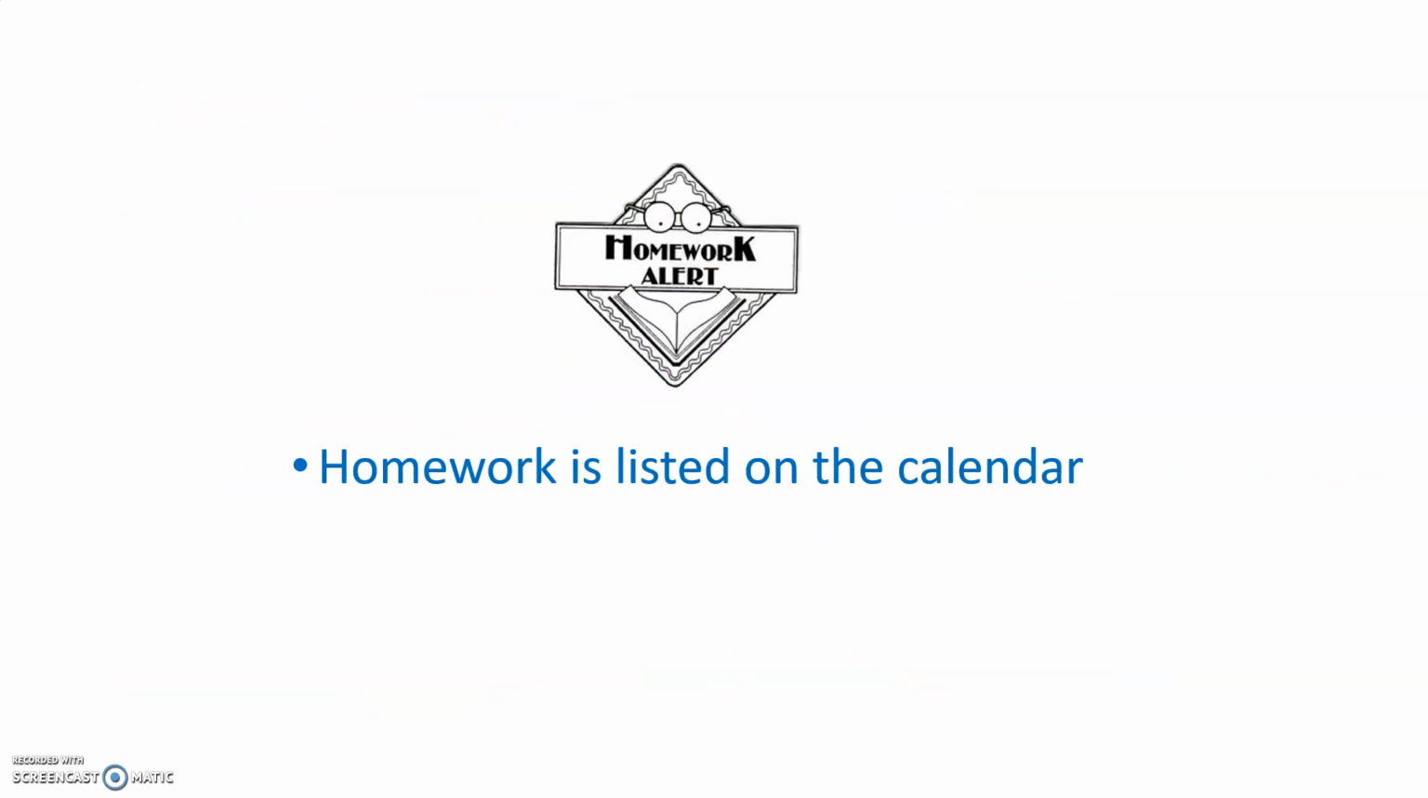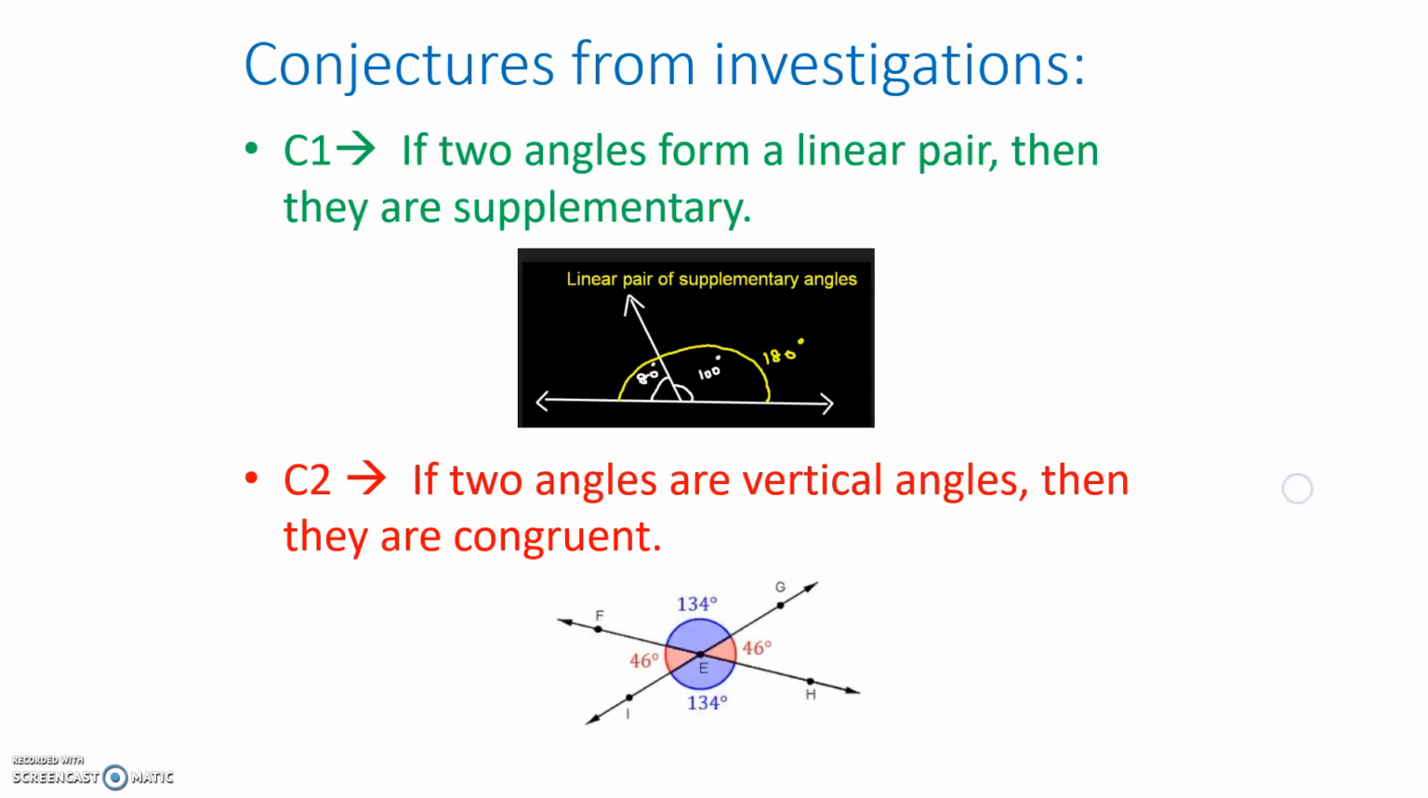So here's the slide that says homework is listed on the calendar for today, and then here are the conjectures you should have gotten from the investigations. This says, if 2 angles form a linear pair, so I can see here there's a linear pair, one of the angles is 80 and one of them is 100, then they are supplementary. They add up to be 180 degrees.